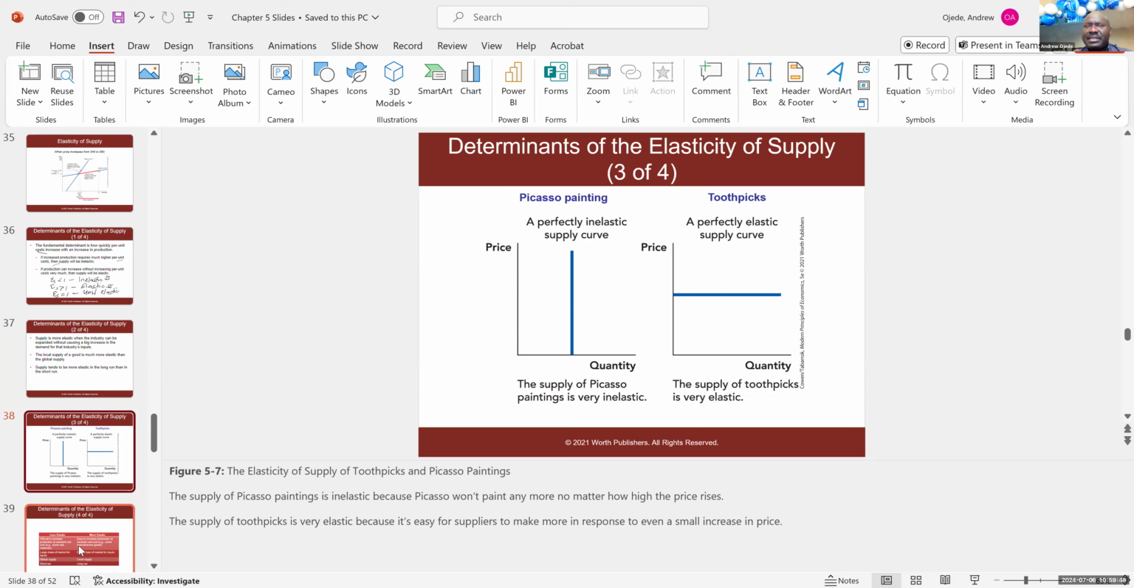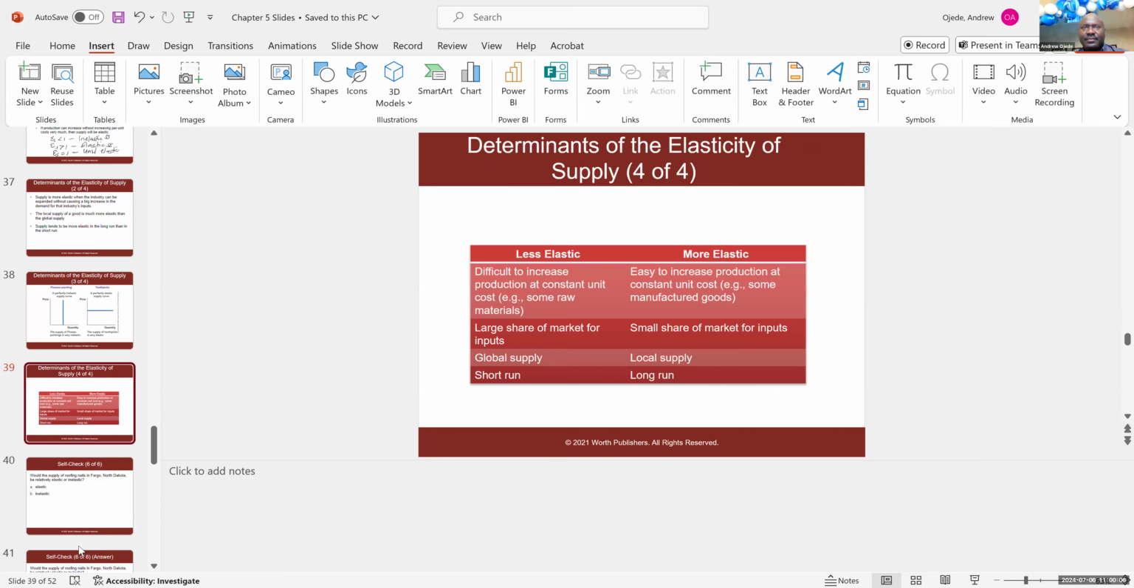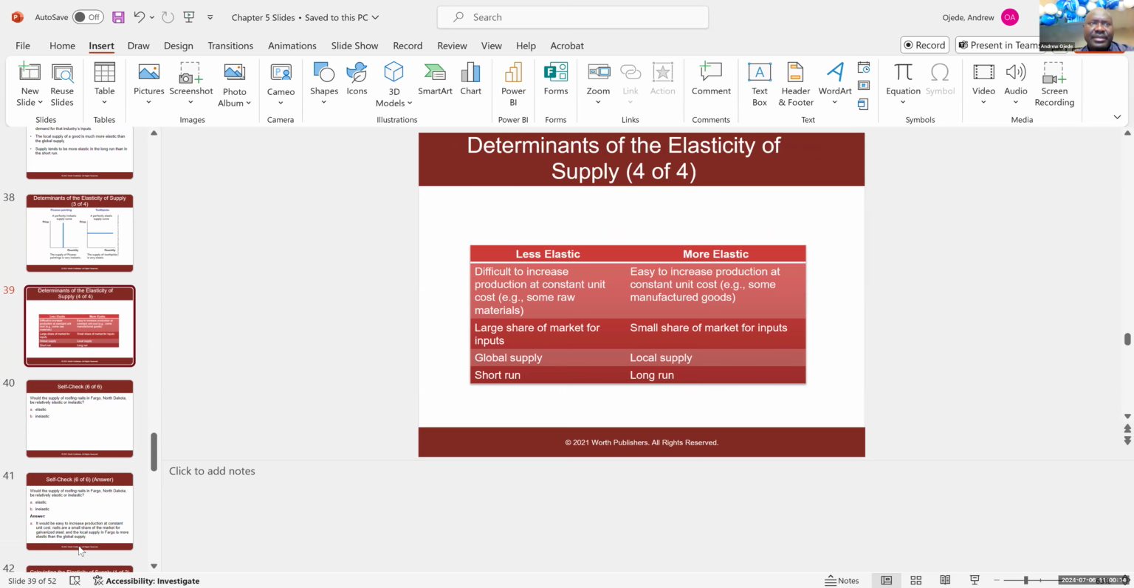So I'll give you several examples, like a Picasso painting, a perfectly inelastic supply curve. The supply of Picasso paintings is very inelastic, but the supply of toothpicks is perfectly elastic. So I summarized the factors that determine the elasticity of supply. I already discussed them. You can go and check the summaries and paint it in red in that table.